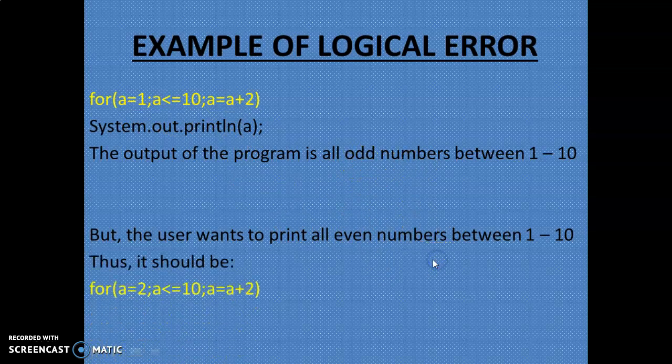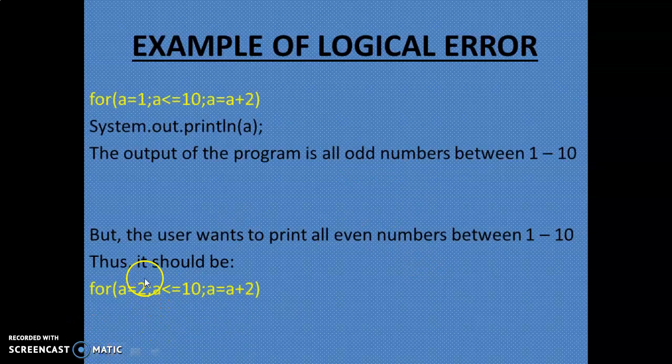So a little change you have to do. You just start from 2 and then increase by 2. That's why 2, then 4, then 6, then 8, then 10. Then you get your desired result. So instead of 1, you have to start with 2. Then only you get even numbers, otherwise you get a wrong result. So this is a logical error and you only can rectify those errors.